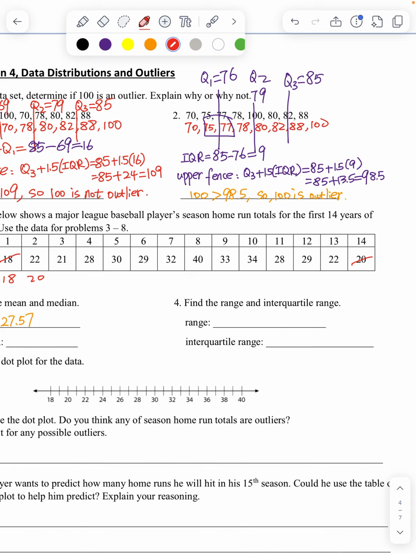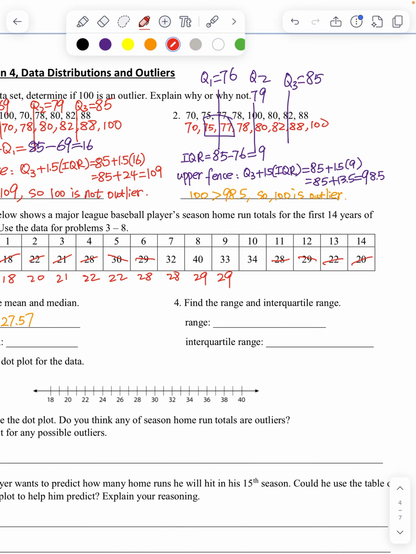And then 21. 22. We have two 22s. And then 28. We have two 28s. 28, 28. And then 29. Oh, we have two 29s. Here's another 29. So 29, 29.